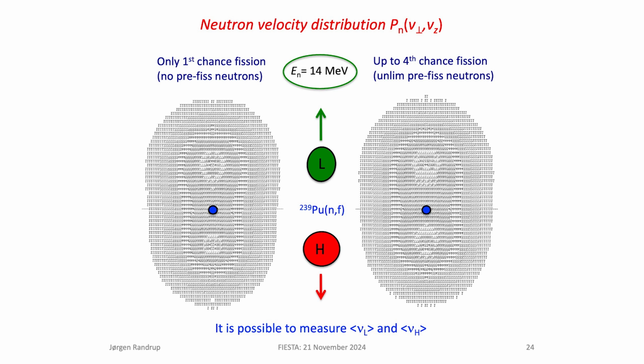And if you look in the forward direction, you're more likely to pick up neutrons from the light fragment and vice versa down here. So in this way, taking advantage of this kinematic feature, you can actually find out the average number of neutrons from the light fragment and from the heavy fragment. You can't do it event by event, but on average you can do it. So that is an advantage.